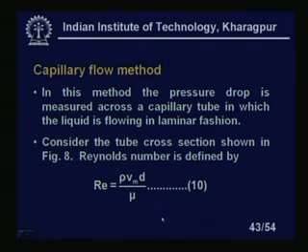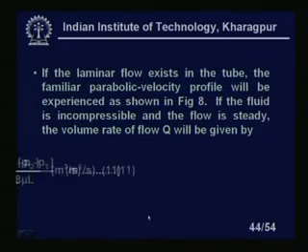Consider the tube cross section shown in figure 8. Reynolds number is defined as Re equal to rho Vm d by mu, okay, where rho is the density of the liquid, Vm is the mean velocity of the liquid through the capillary, d is the diameter, and mu is the viscosity of the liquid.